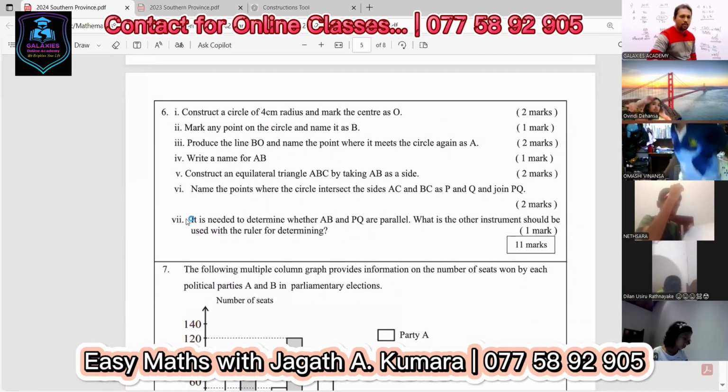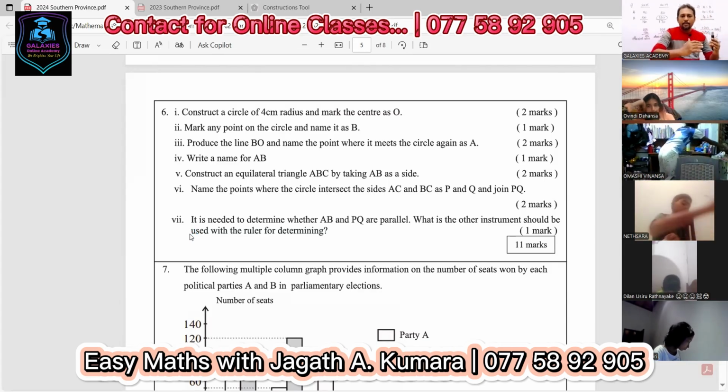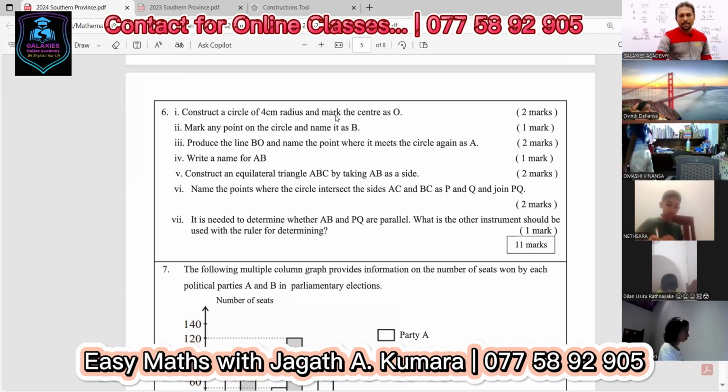Right. There are also 7 subparts given. Okay. හරි. මේ parts ටික ඔක්කොම එකම diagram එක construction එක වෙන්න ඕන. First part, construct a circle of 4 centimeter radius and mark the center as O.